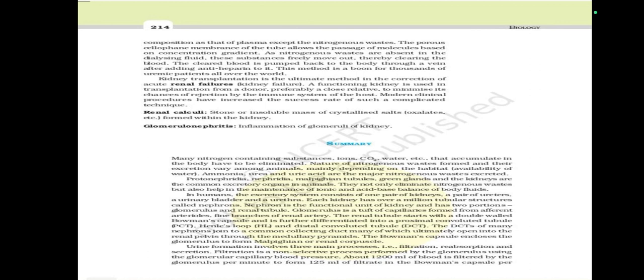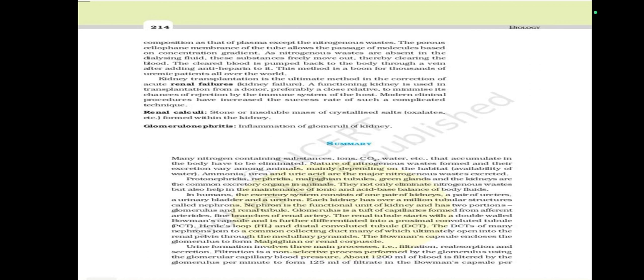The porous cellophane membrane of the tube allows the passage of molecules based on concentration gradient. As nitrogenous wastes are absent in the dialysing fluid, these substances freely move out, thereby clearing the blood. The cleared blood is pumped back to the body through a vein after adding antiheparin to it. This method is a boon for thousands of uremic patients all over the world.